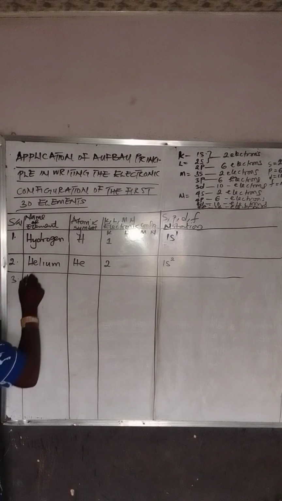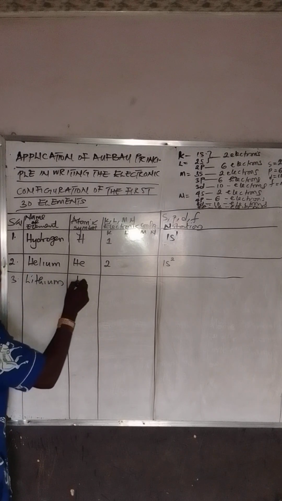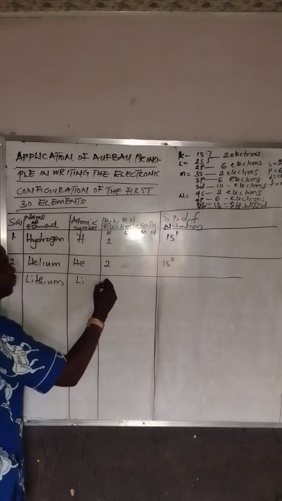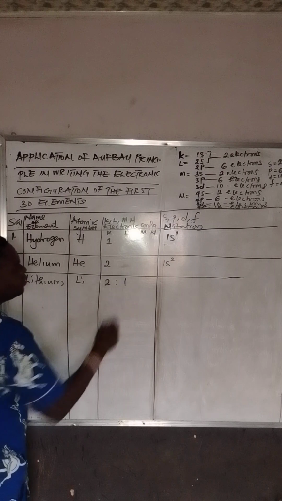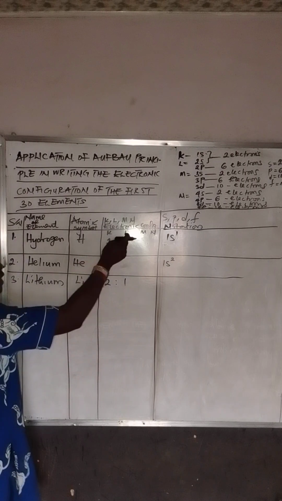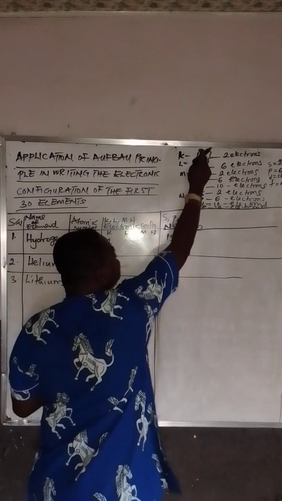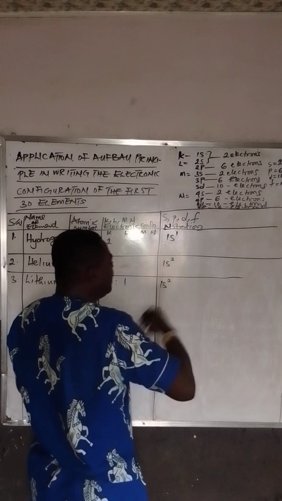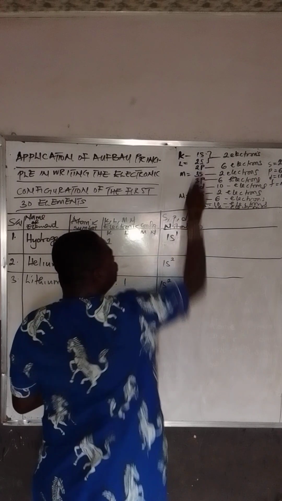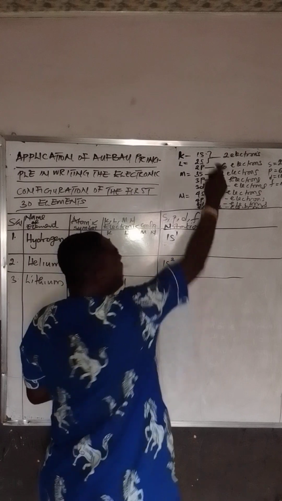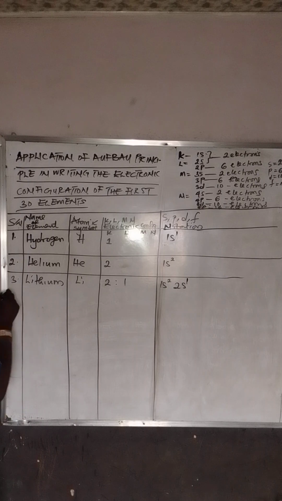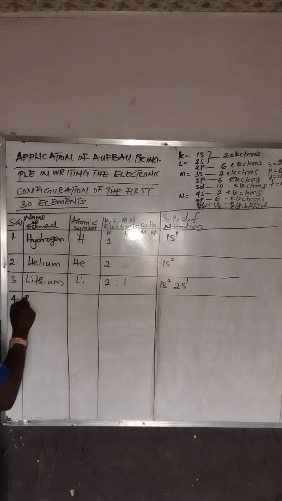Number 3 is lithium, Li. That's 3 electrons. The 3 electrons will be written as what? 2:1. So 2 to K shell, 1 to L shell. Then to write the configuration, we start with 1s. You can carry 2, so put the 2. The remaining one, you cannot put in 1s. Then it goes to 2s. The 2s can carry 2, but it's only one that is remaining. So we put it there. You have 1s2, 2s1.